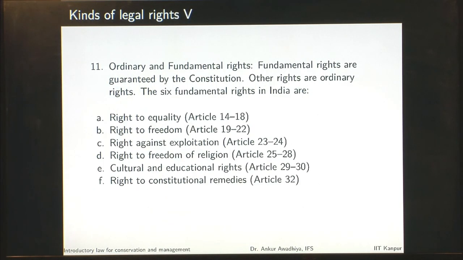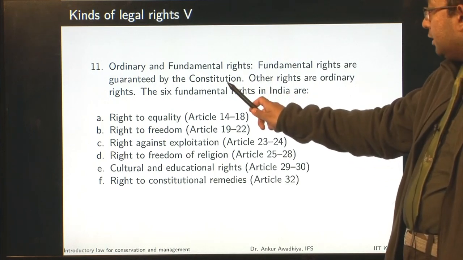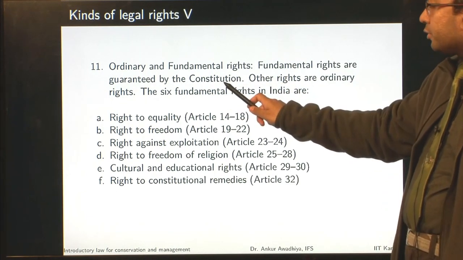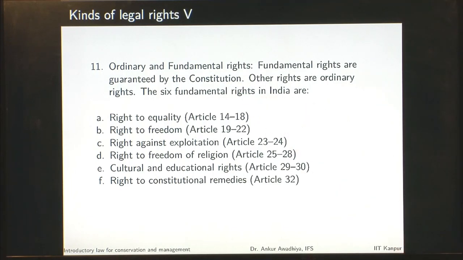And then we also differentiate between ordinary and fundamental rights. Fundamental rights are guaranteed by the constitution. So the constitution is the basic law of the land, and fundamental rights are guaranteed by the constitution. All the other rights are ordinary rights. So they are not guaranteed by the constitution. In India, we have 6 fundamental rights: the right to equality, right to freedom, right against exploitation, right to freedom of religion, cultural and educational rights, and right to constitutional remedies. So these 6 kinds of rights are guaranteed by the Constitution of India, and so they are fundamental rights.